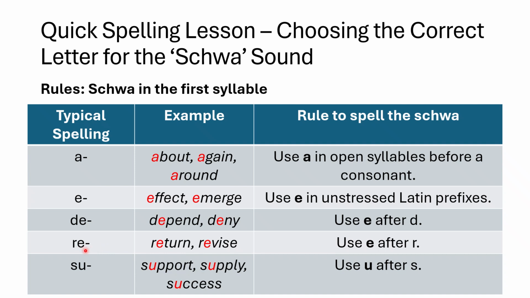Typical spelling for the letters R and E. Use E after R. For example, return, revise. Typical spelling for S and U. Use U after S. For example, support, supply, success.